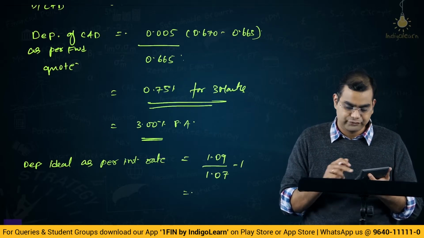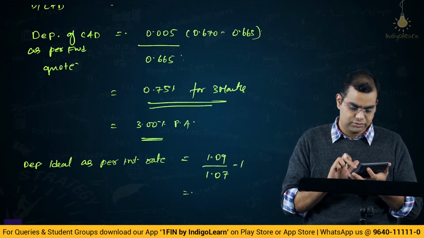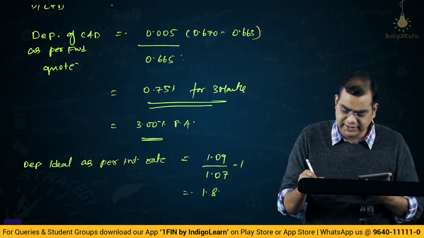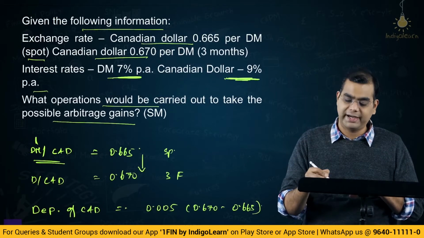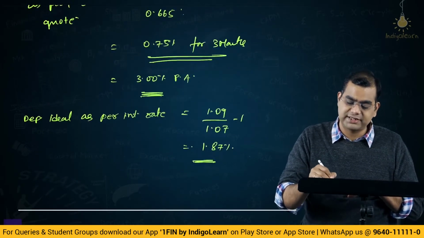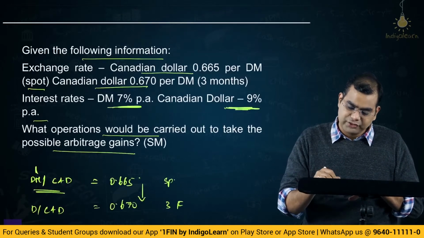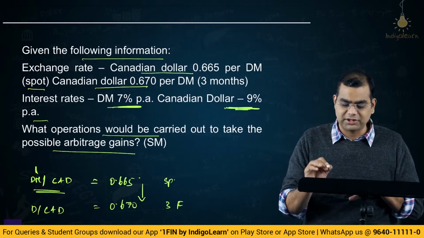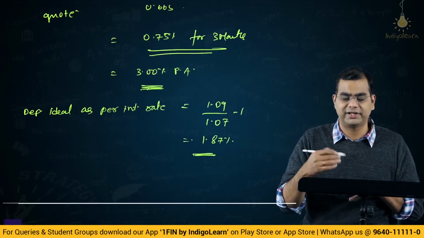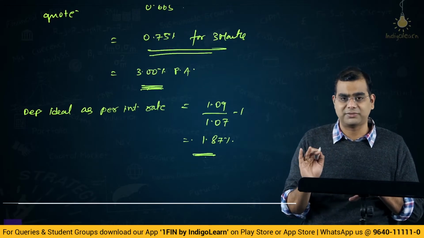So that is 1.09 by 1.07 minus 1, that is 1.869. So I will take it as 1.87%. So ideally, how much should it depreciate by? 1.87%. It is depreciating by 3%. Now the question they have asked is, what operation should be carried out to take the possible arbitrage gains? So there is obviously a possibility of arbitrage. The depreciation ideally should be 1.87, but it is actually 3. So there is definitely a possibility of arbitrage.